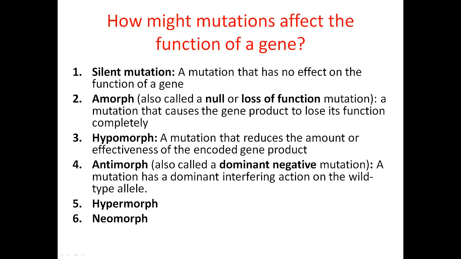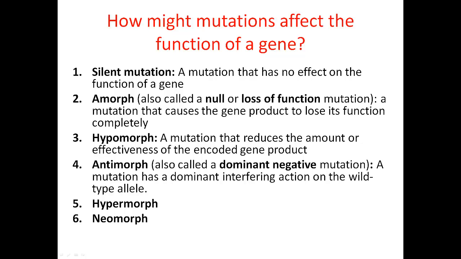An amorph is a mutation in which the gene product has completely lost all of its function. And so this is also frequently called a loss of function mutation. That's a little bit more descriptive. Also a null mutation. A hypomorph is a mutation that reduces either the amount or the effectiveness of the gene product.